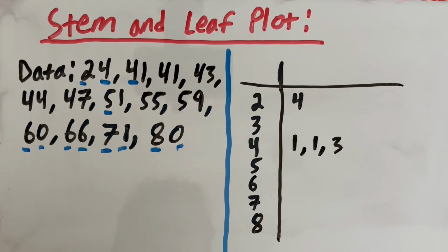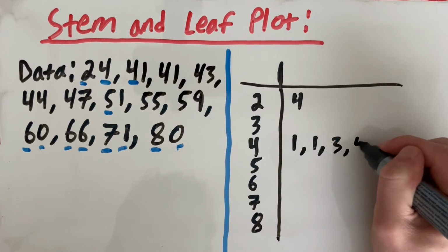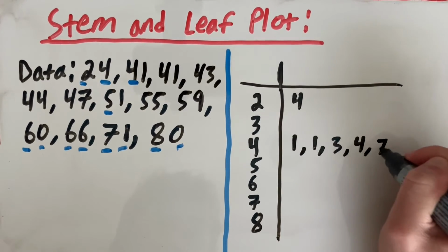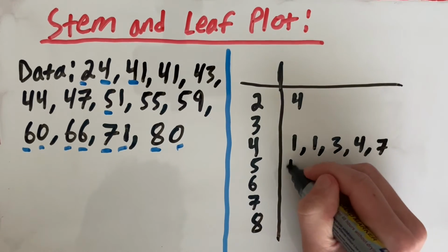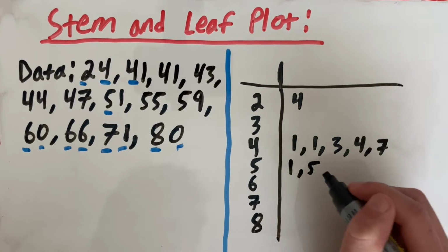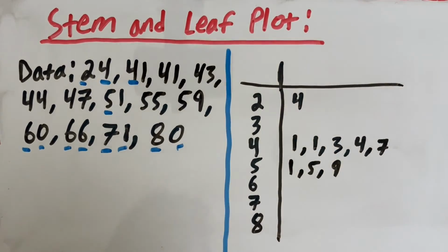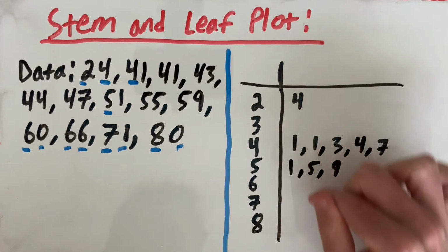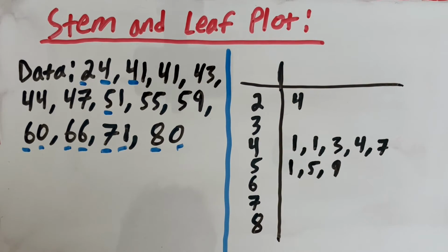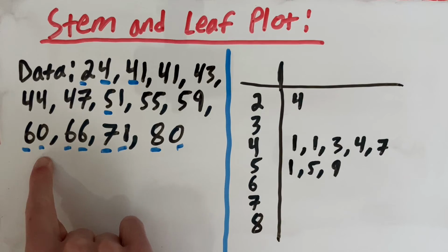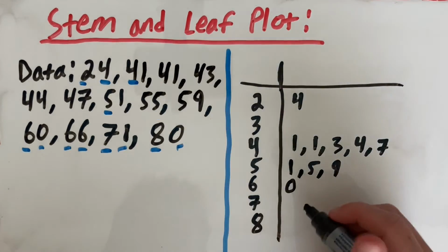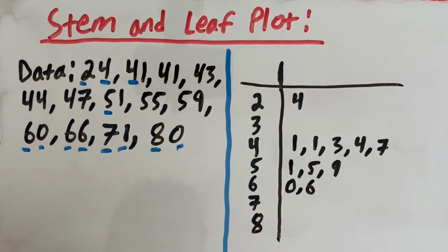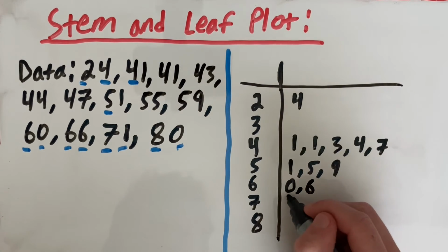Next up, we have 44, 47, so we have 4, 7, and you just keep going, include all of your leaves as so. Now for 50s, we'll continue the pattern, so we have 1, 5, 9. Make sure that all of these line up and they're all straight with the ones above them. Make sure everything's very neat. Now for 60s, we have 0, so if you just have 60, you put 0. And then we have 6, and then for 70s, we have just 1, and for 80, we have just 0.